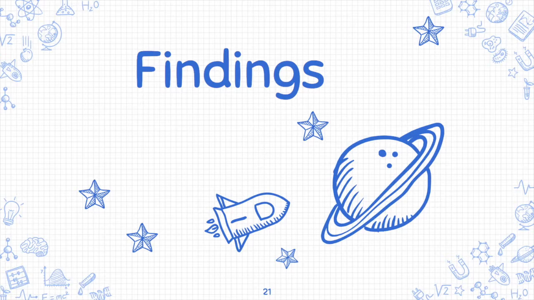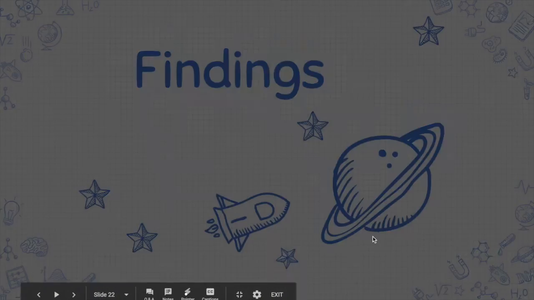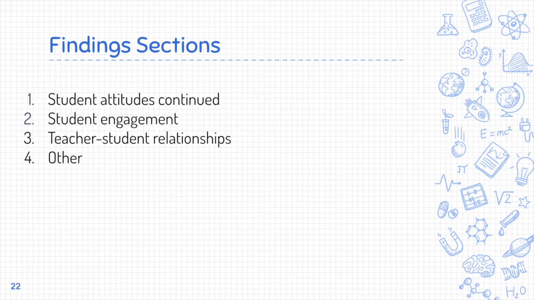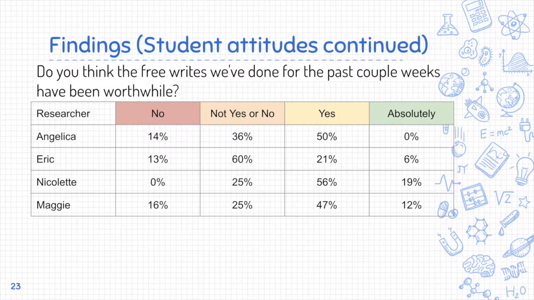So moving into findings, we have divided up our findings section into 4 defined segments for your viewing pleasure. Our first section is the student attitudes continued. Next is student engagement, teacher-student relationships, and other, which is consisting of an outlier variable study conducted at Denali High School.